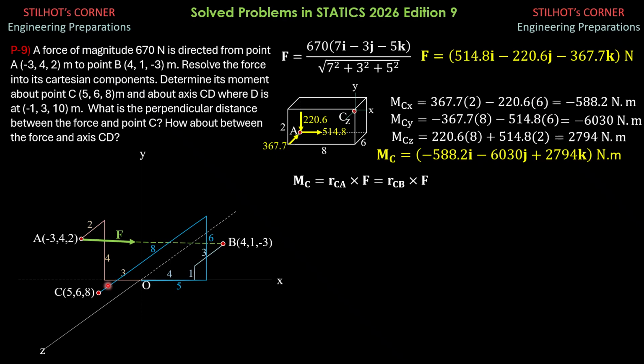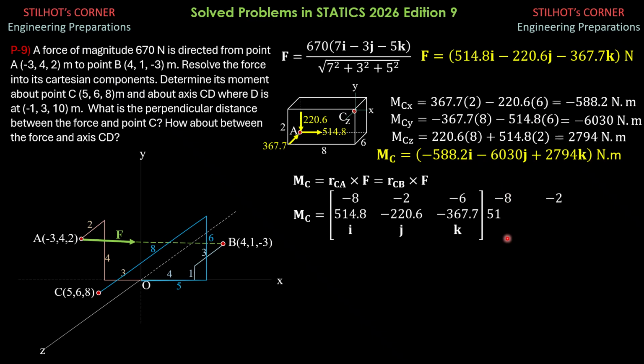So CA, C to A, so it should be negative 3 minus 5, negative 8. This is negative 8I. 4 minus 6, negative 2J. 2 minus 8, negative 6K. So negative 8, negative 2, negative 6, then components of the force, then unit vectors ijk, copy the elements of the first two columns. So for I, you look at this, negative 2 times negative 367.7, I positive.